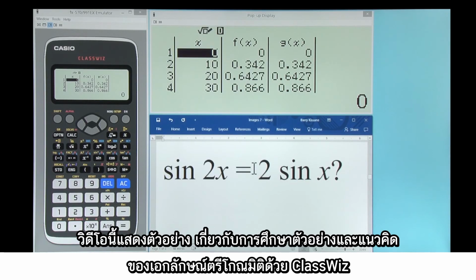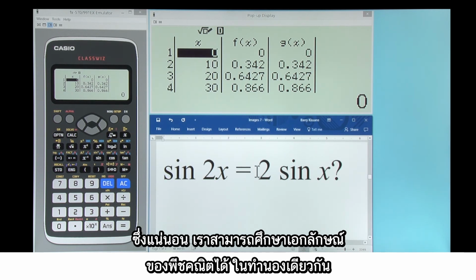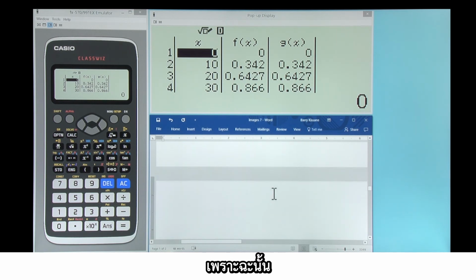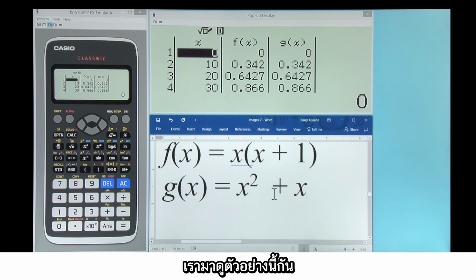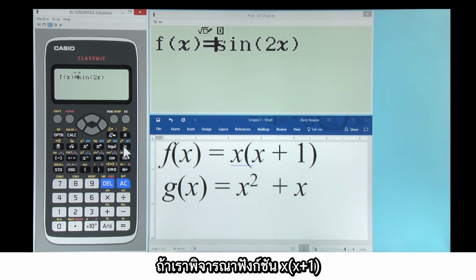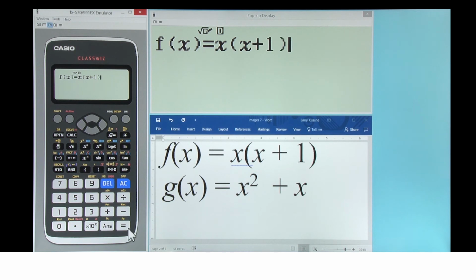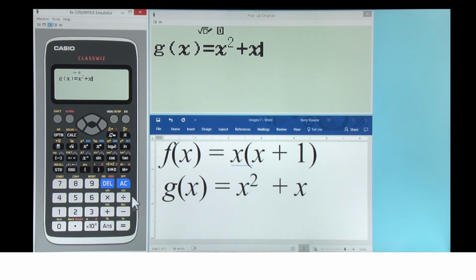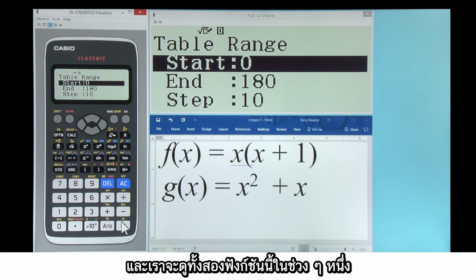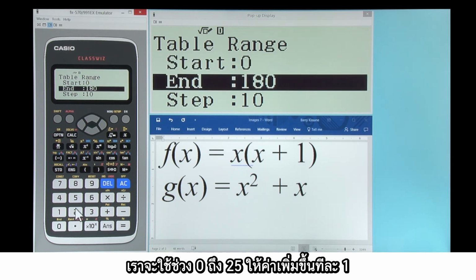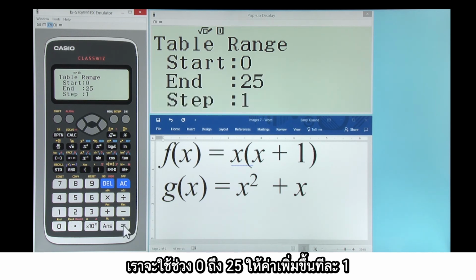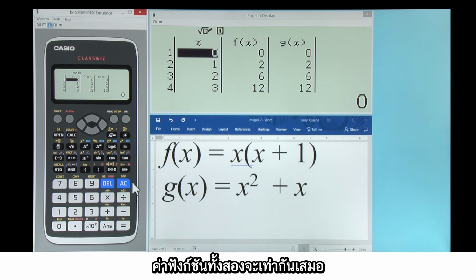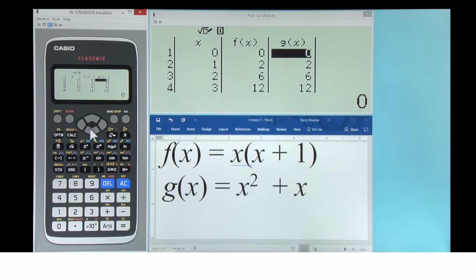This video has shown how to demonstrate and explore the idea of a trigonometric identity on ClassWiz. Of course, algebraic identities can also be explored in exactly the same way. So let's look at this example. If we consider the function x times x add 1 and another function x squared add x, and look at these two functions on a range of values, say 0 to 25 in steps of 1, the two values are always the same.